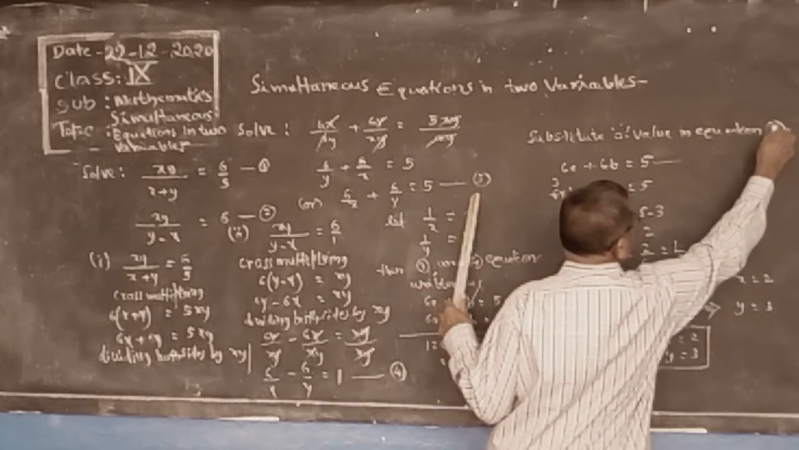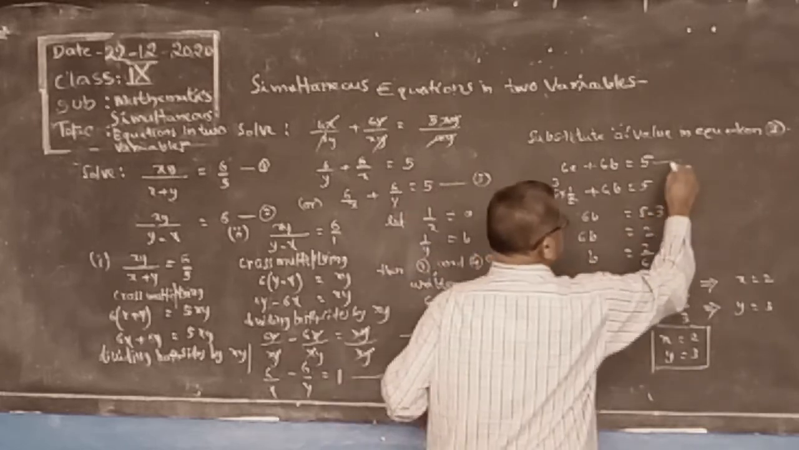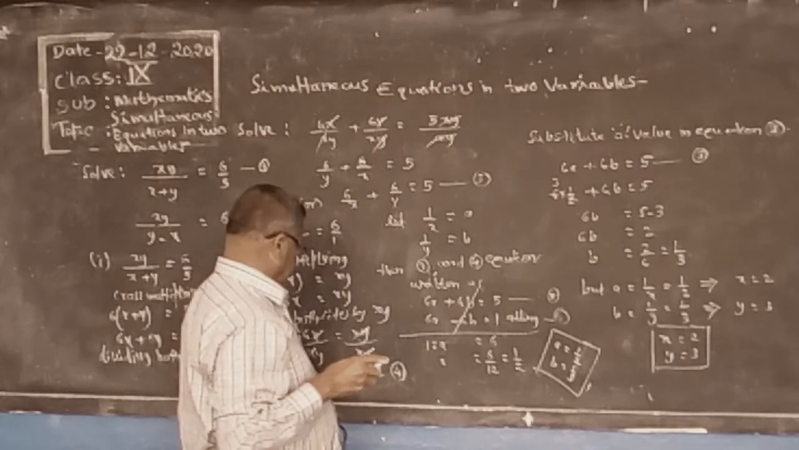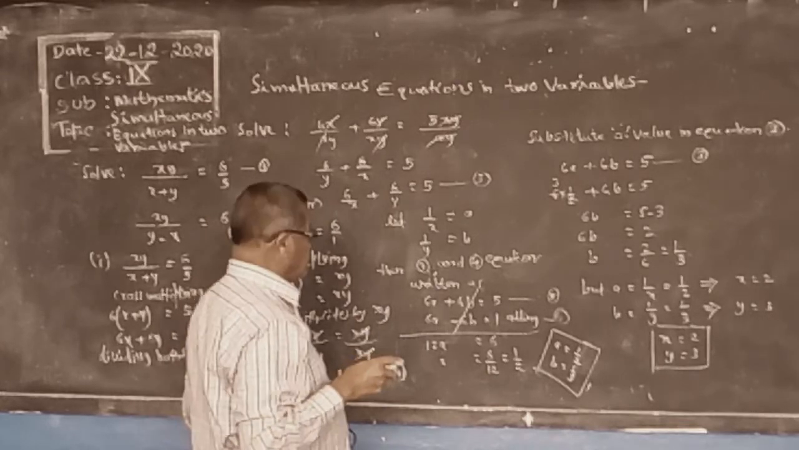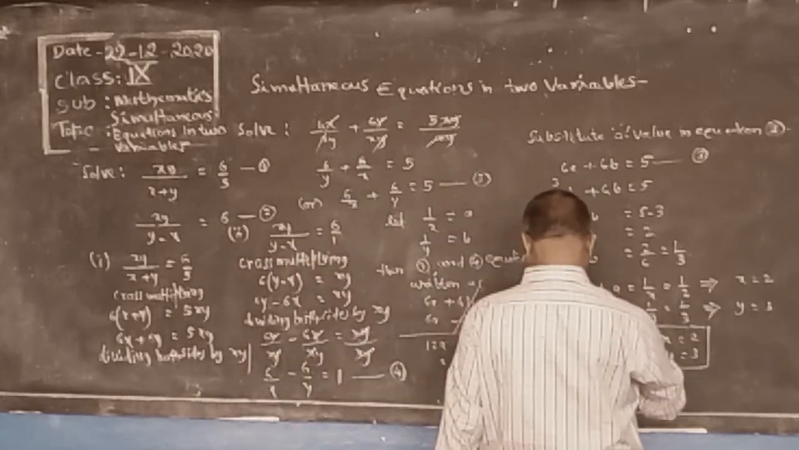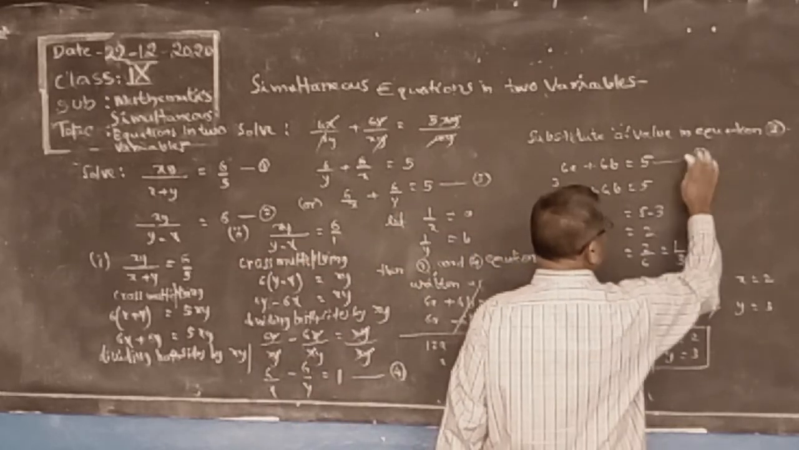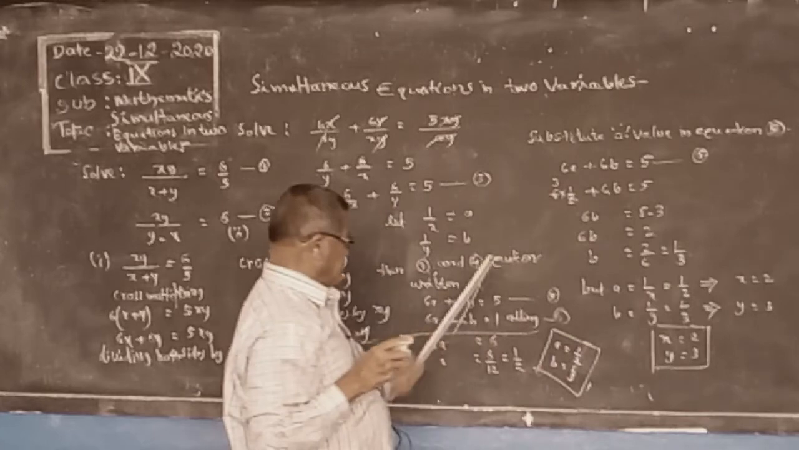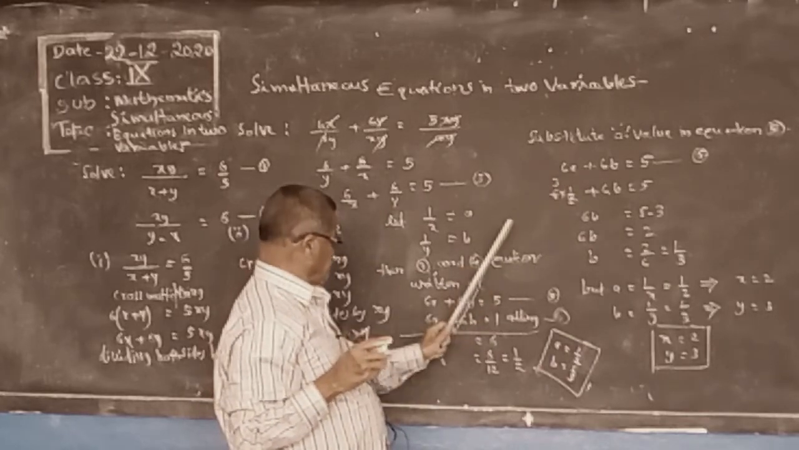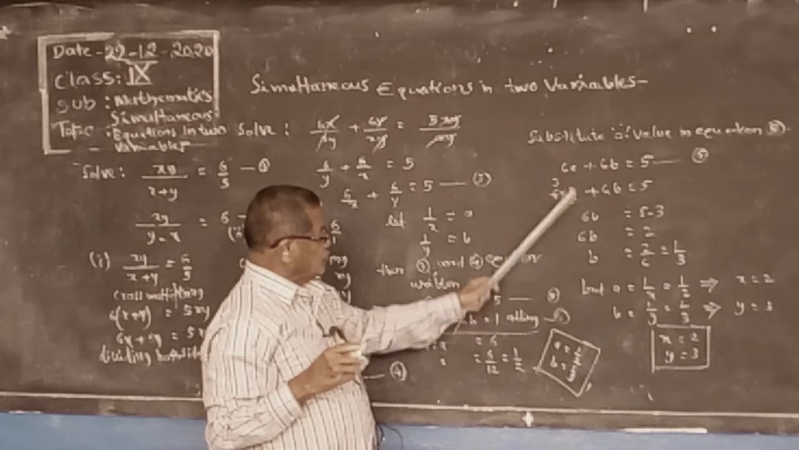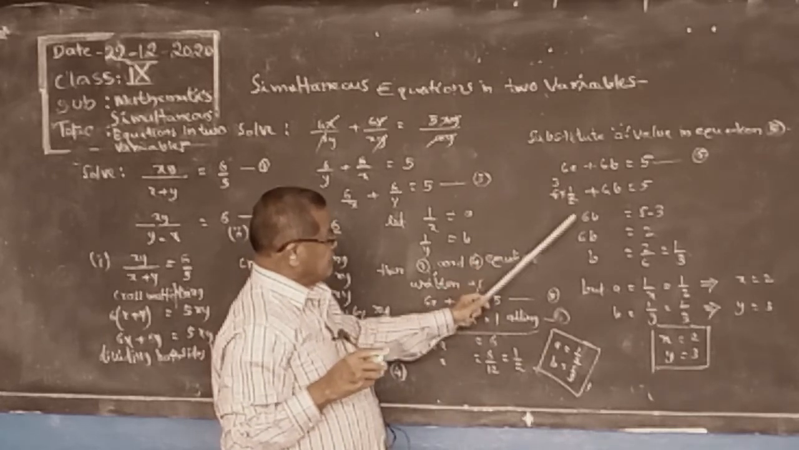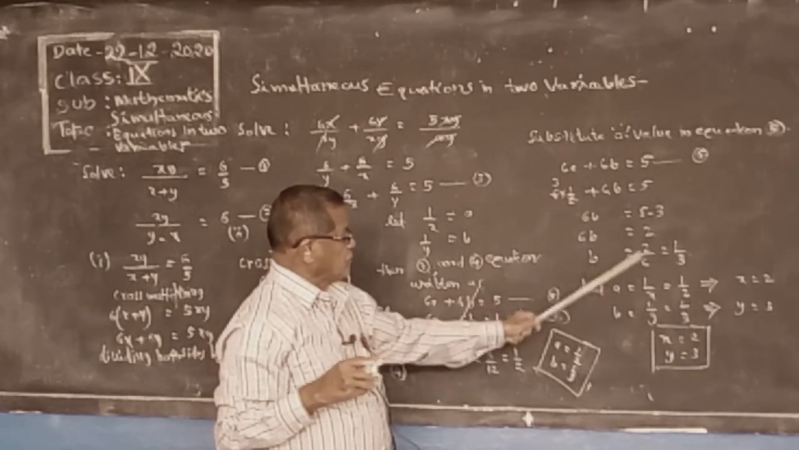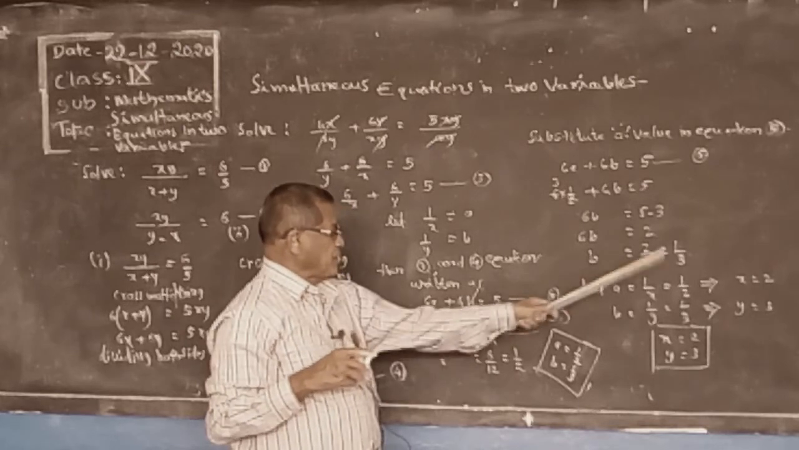In equation 3, 6a plus 6b is equal to 5. But a value is 1 by 2. 2 ones are 2, 3 will go that side as minus. 5 minus 3, 6b is equal to 2. b is equal to 2 by 6, that is 1 by 3.